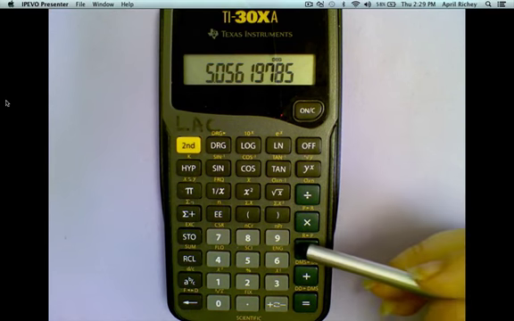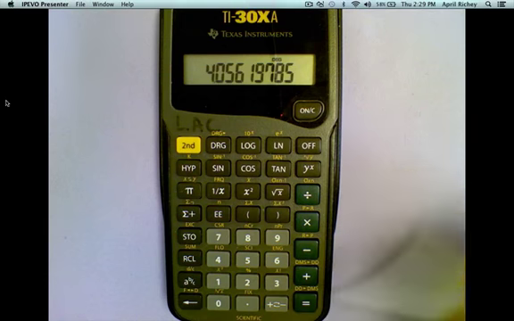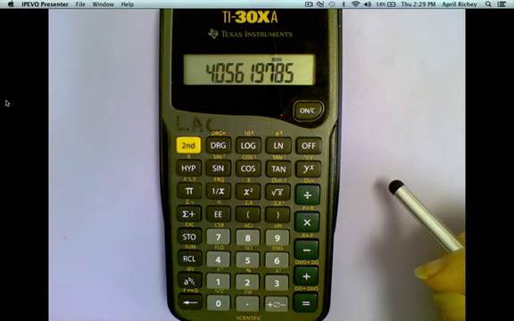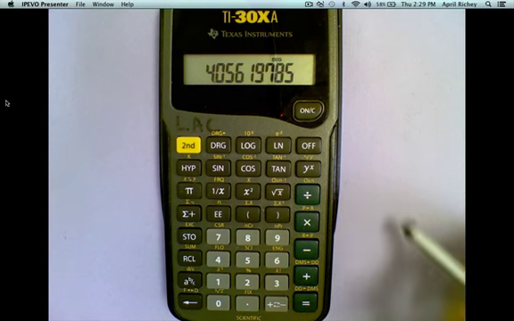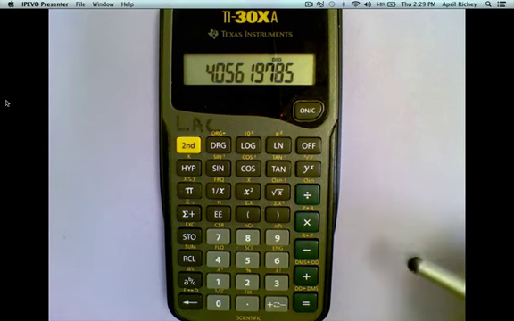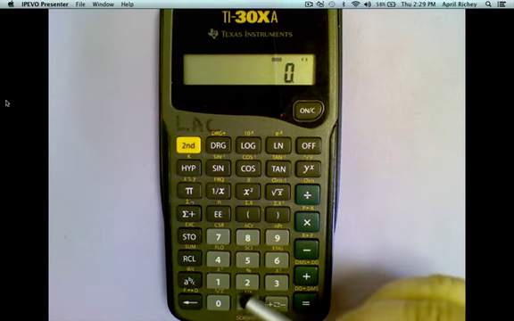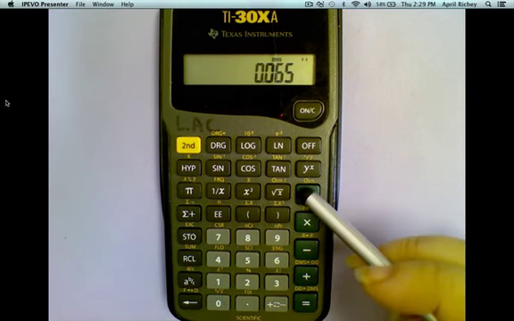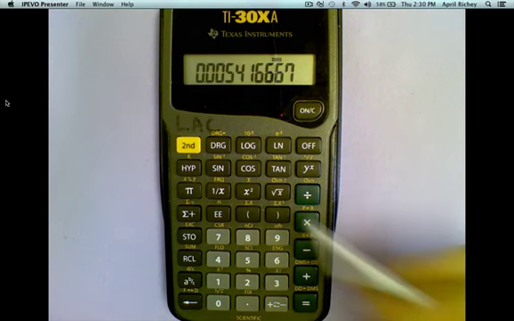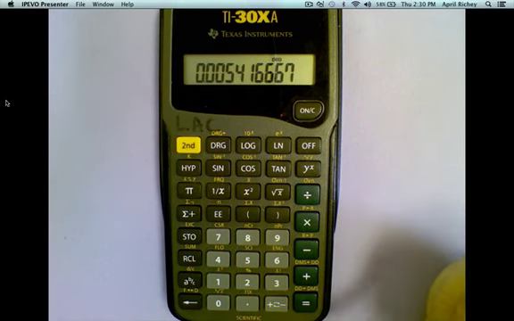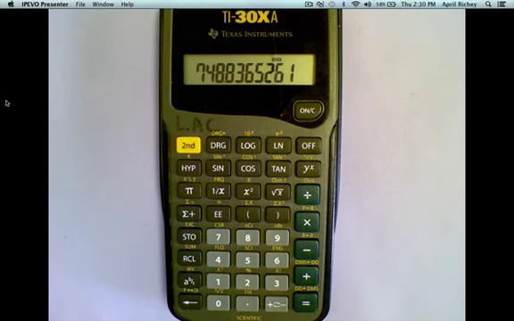Now subtract 1 and we get 4.056. Now I need to divide that by 0.065 divided by 12. So divided by, parenthesis, 0.065 divided by 12, close your parenthesis, and then be sure to press equals to do the division. And that gives me 748.836, and that decimal continues on.